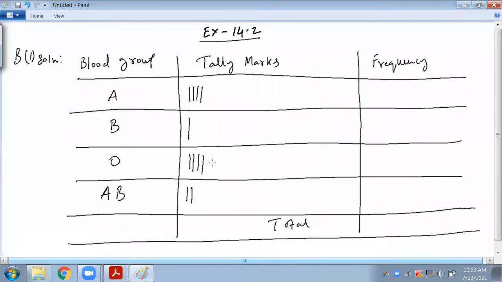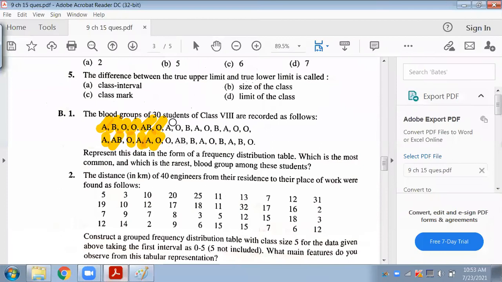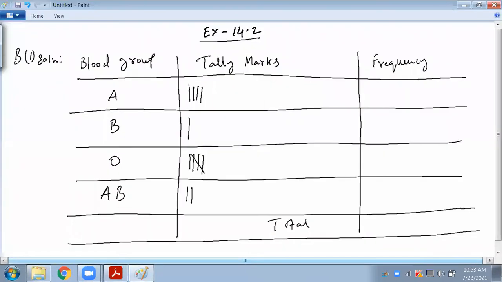But the fifth one, you are not going to put a line. You are going to cross the four of them with the fifth mark. When you put the fifth tally mark, you're not going to put a vertical line, but you are just going to cross it with an inclined line. Then next one is again A, so put it near A. Again, it is also the fifth one, so just cut it like this.